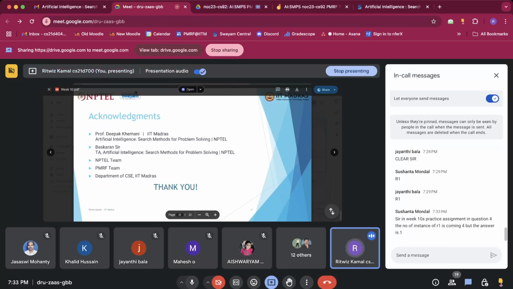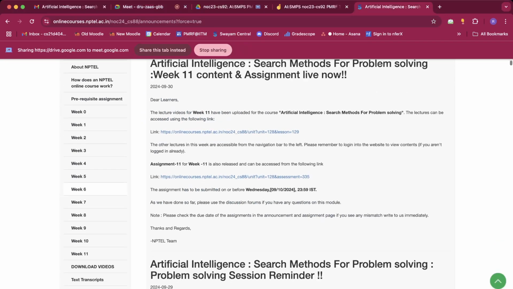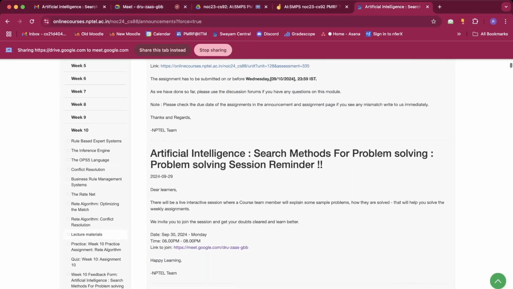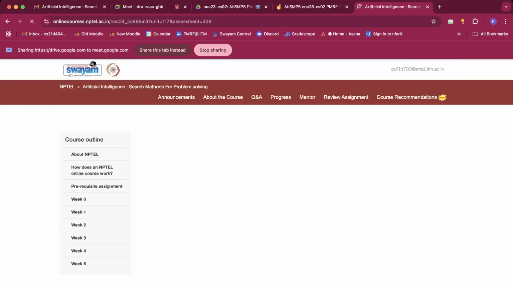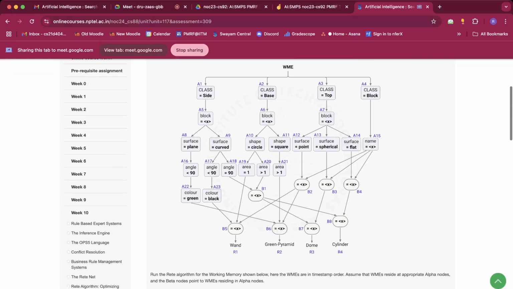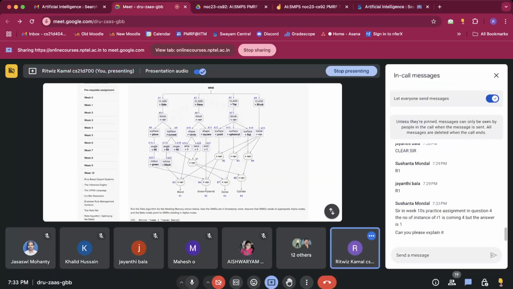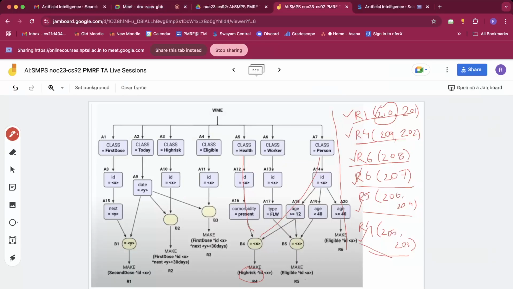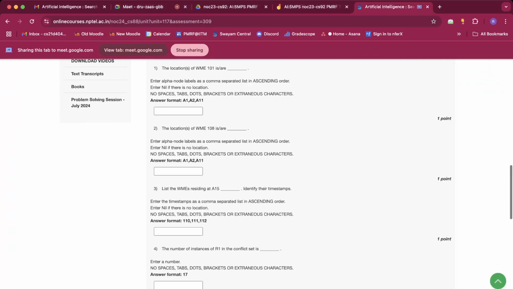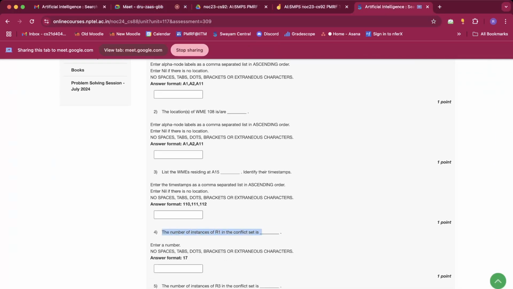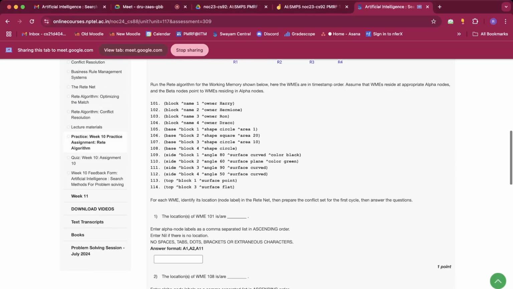Okay, so there is a question by Sushant in the chat box. Let's see the practice assignment. What is there? Which question are you talking about, Sushant? Question 4. Okay, the number of instances of R1. Let's have a look.